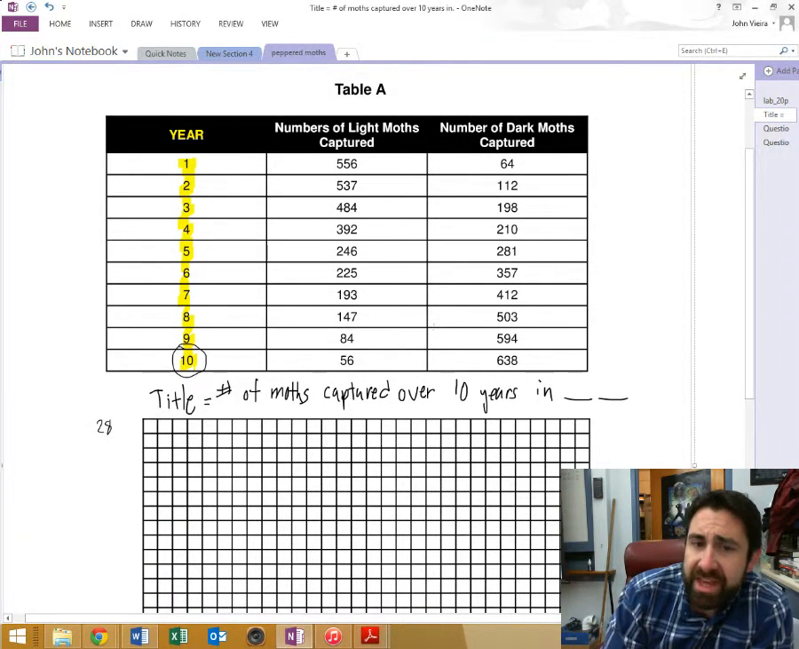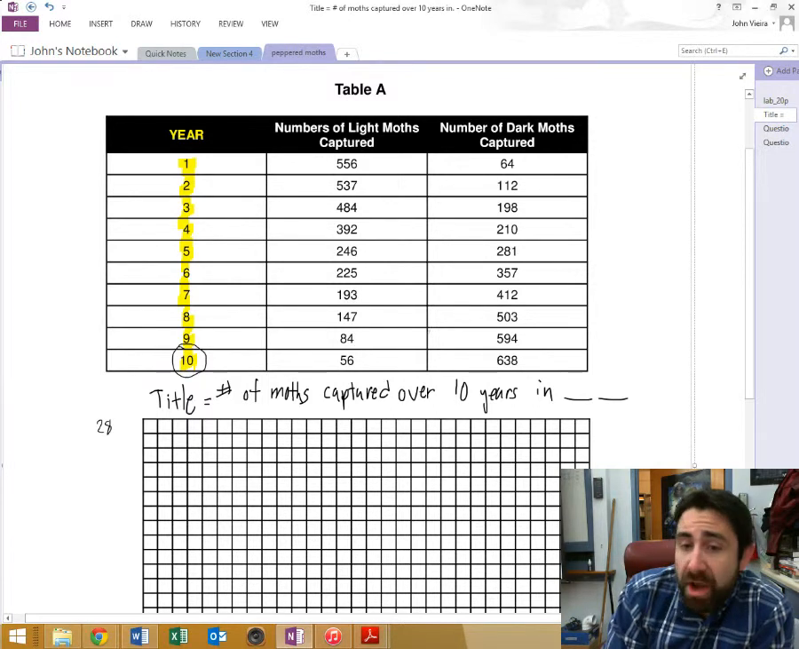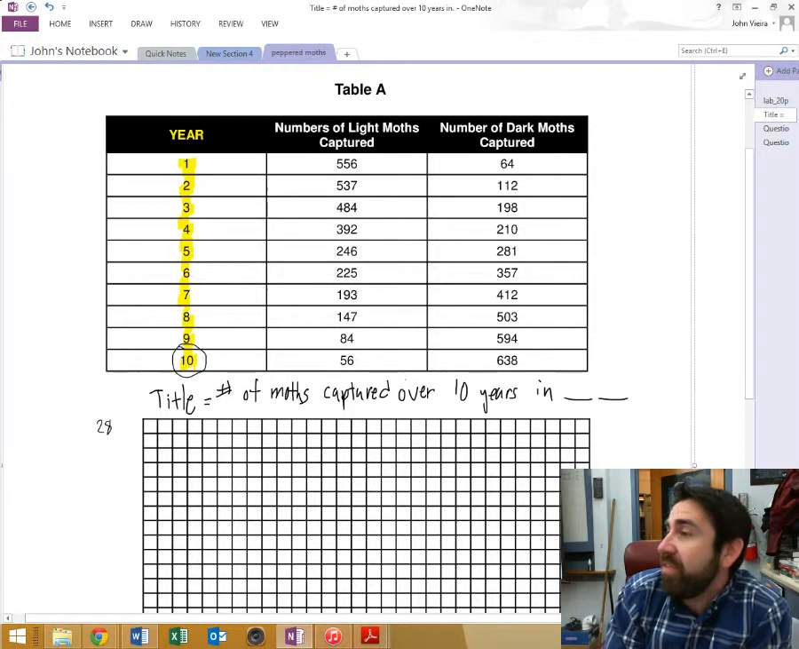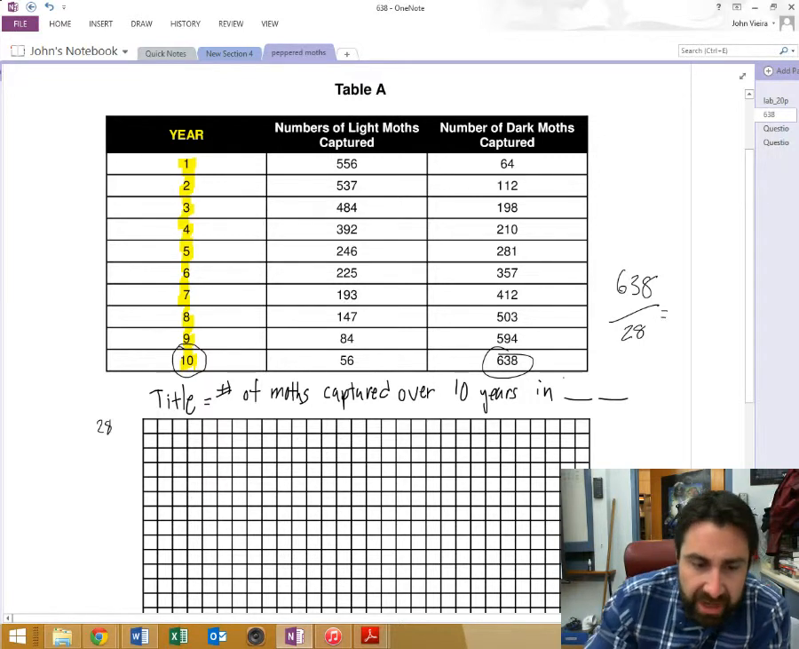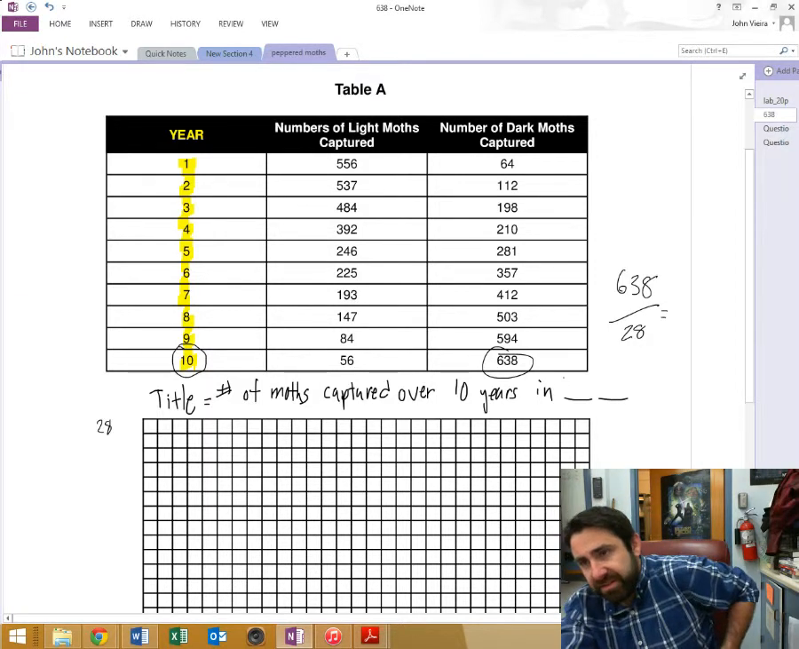All right. So now we're going to look at the dependent variable, which is going to go on the y-axis. What is the largest number of all the data here, including both of the columns? Yeah, the largest number that I have here is 638. 638 divided by 28 gives me, anybody got a calculator really quick to do that very fast?